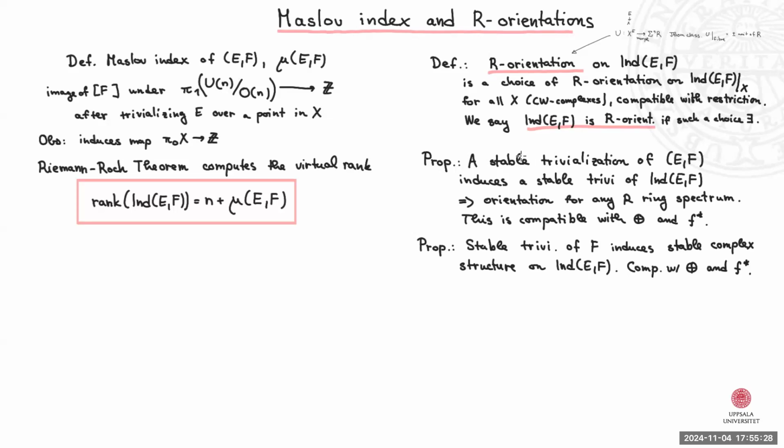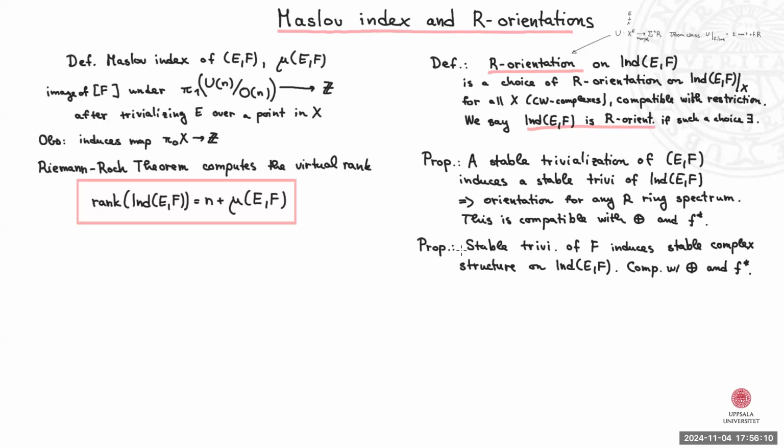If you have a stable trivialization of your bundle pair, then it induces a stable trivialization of this index bundle E and F. This is kind of obvious in homotopy theory: if you already have something that is stably trivializable, then you get this orientation for completely any ring spectrum, and it is super nice because it is compatible with direct sums and pullbacks.